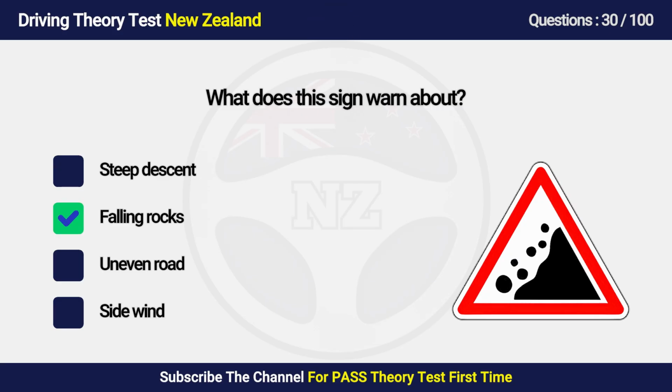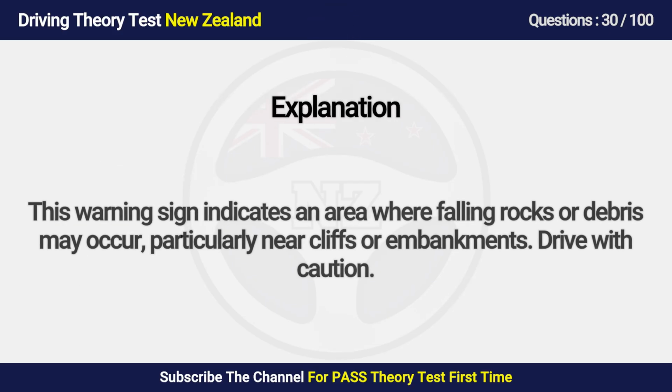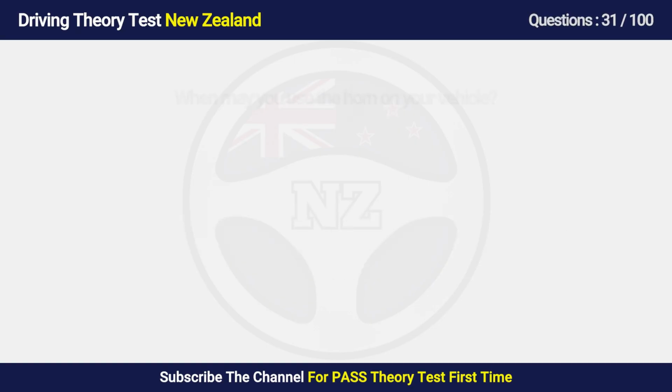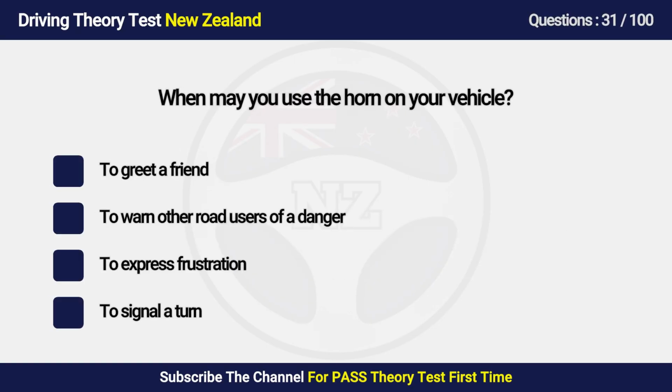Answer is B. Falling rocks. This warning sign indicates an area where falling rocks or debris may occur, particularly near cliffs or embankments. Drive with caution. Question 31. When may you use the horn on your vehicle? A. To greet a friend. B. To warn other road users of a danger. C. To express frustration. D. To signal a turn.